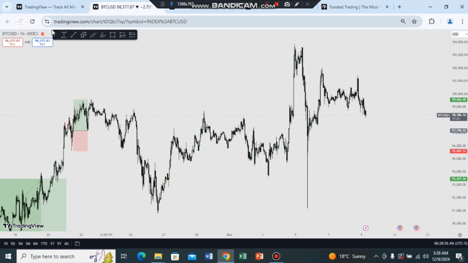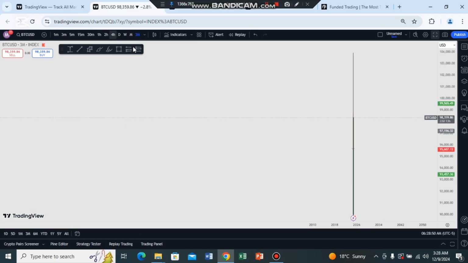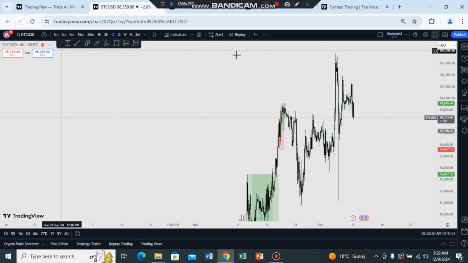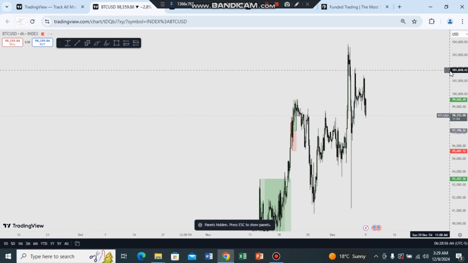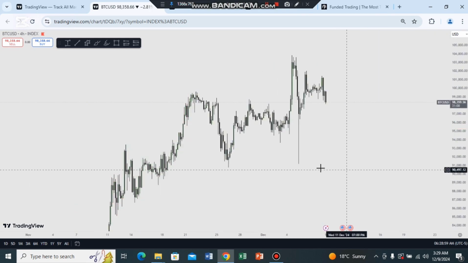Okay, so let me show you another example, like why the market retested this area and then it pumped. So if I shift to the 4-hour time frame, you will see some interesting thing here. Okay, so I will show you an interesting thing here. I will remove all the drawings first.